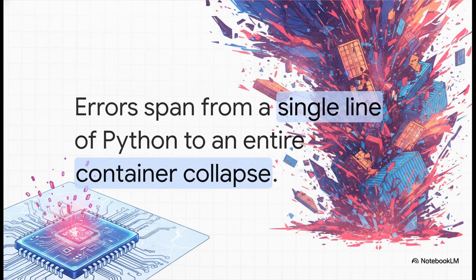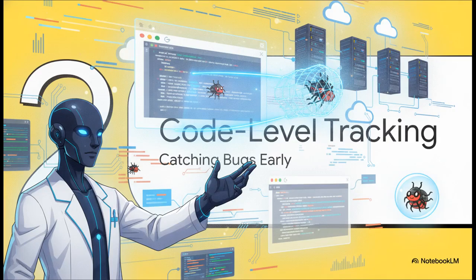The issue isn't really the existence of the error, it's the scale of the impact that we need to aggressively manage, because errors can span from a single micro-level line of failing Python code all the way up to a massive macro-level container orchestration collapse that takes down your entire platform. Today, we're going to trace an error's escalation from the tiniest code snippet all the way up to the infrastructure level. Moving to Method 1, code-level tracking.